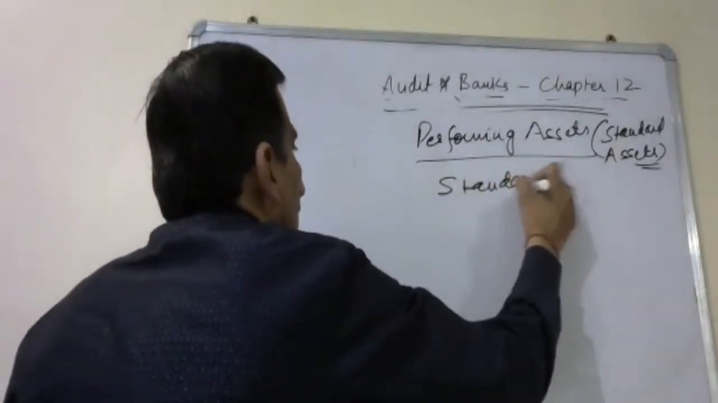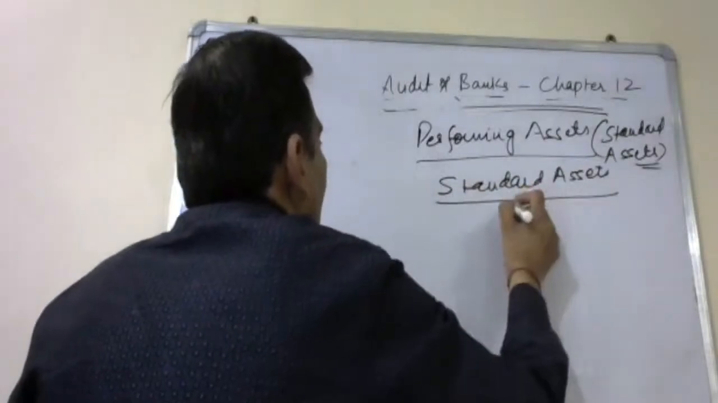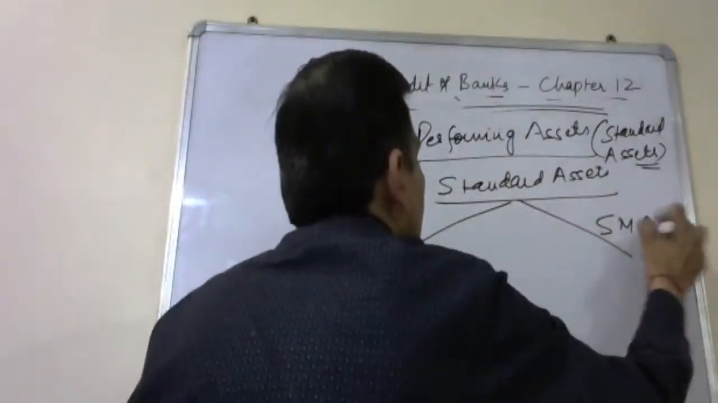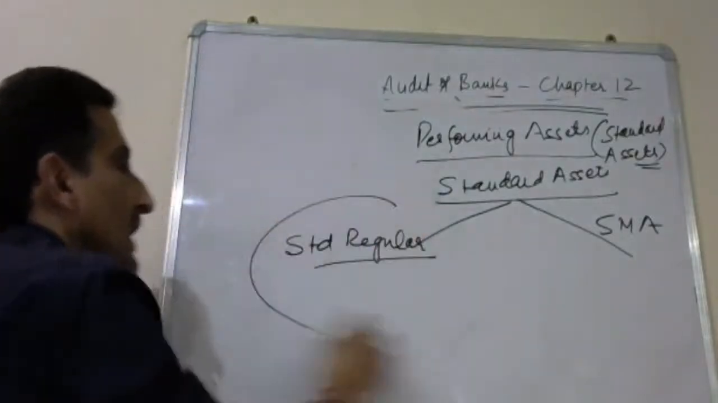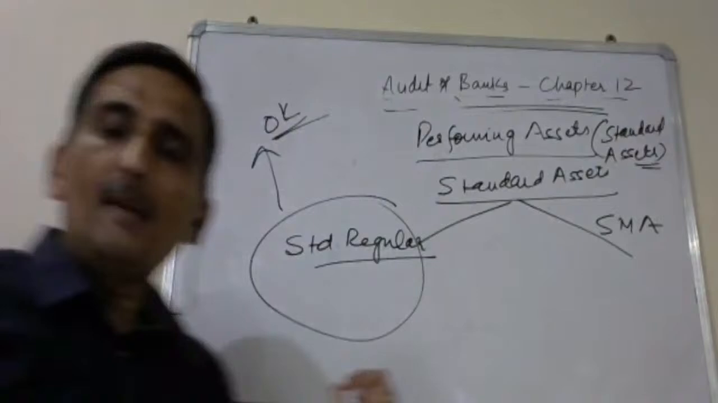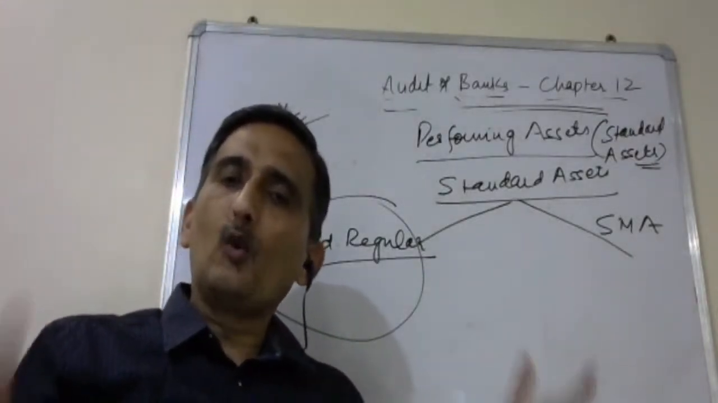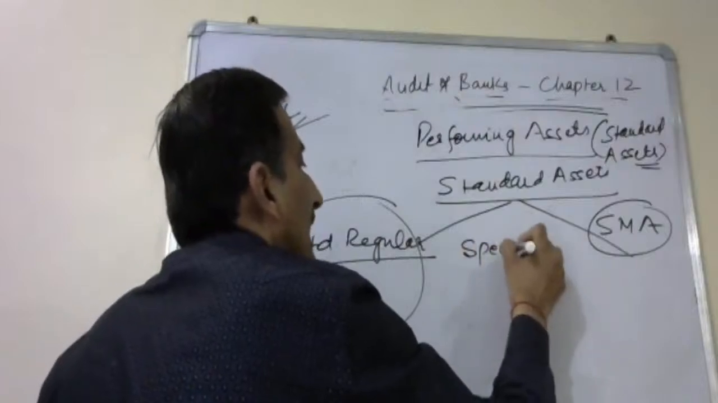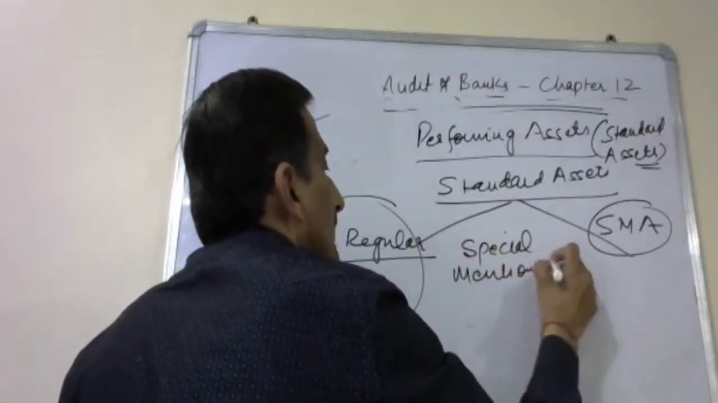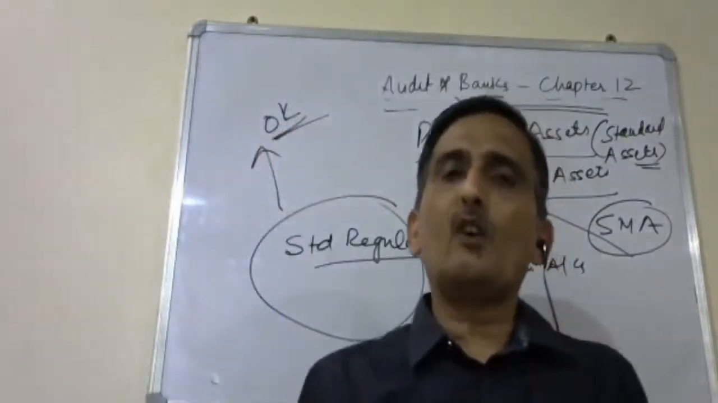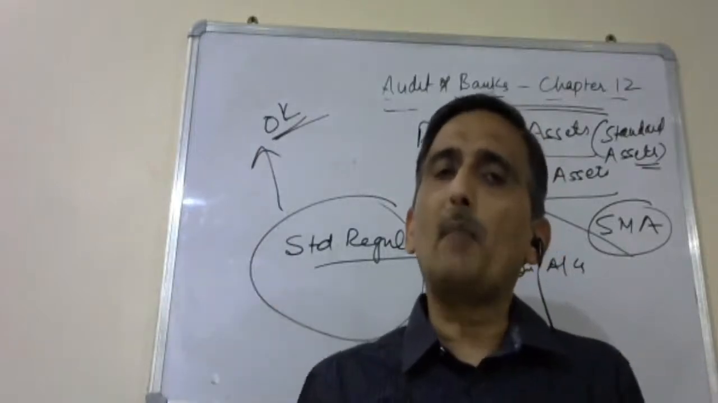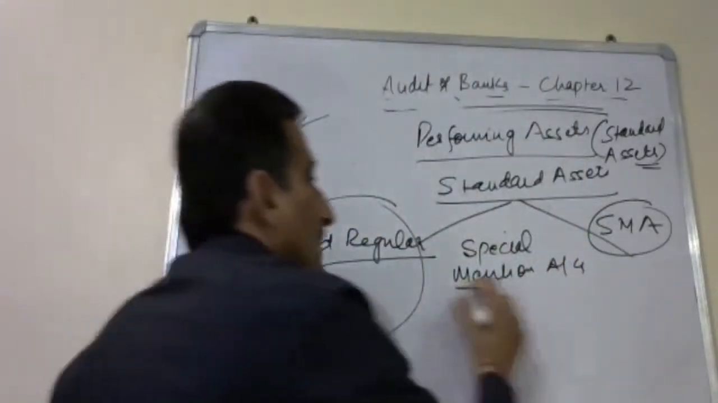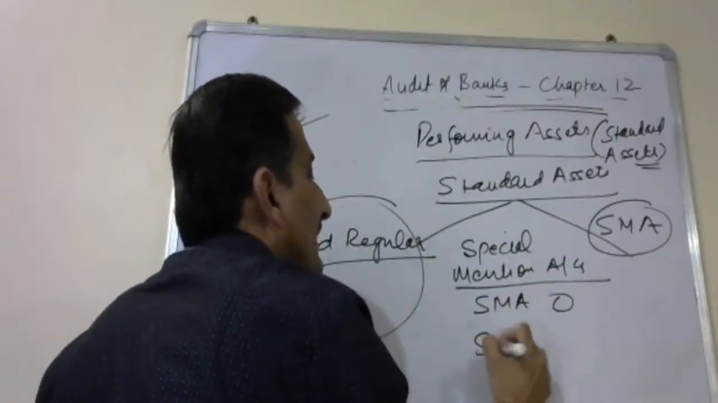So within standard assets also there are categories. One is standard regular, and another is SMA. Now standard regular accounts are those which are completely okay. Installments in time, interest on time, account within the sanction limit, account within the drawing power. And what are SMA accounts? SMA means special mention accounts. Special mention accounts are those accounts which are showing some signs of stress, but which have still not been declared as NPA as per RBI norms. So within special mention accounts also, there are three categories: SMA 0, SMA 1 and SMA 2.